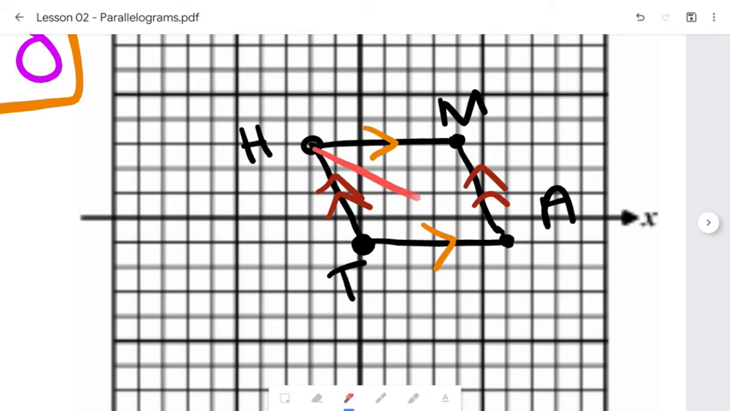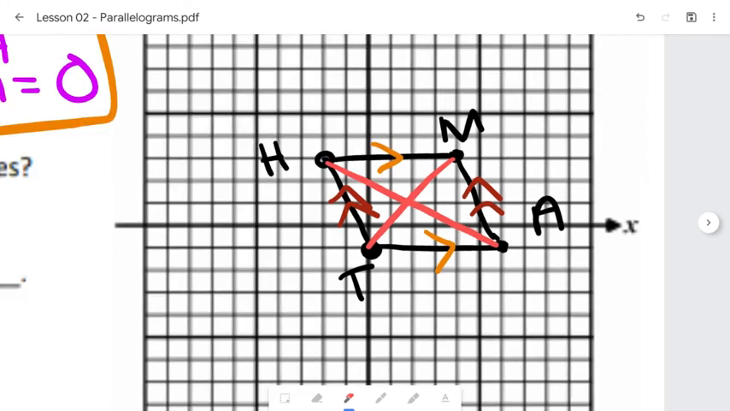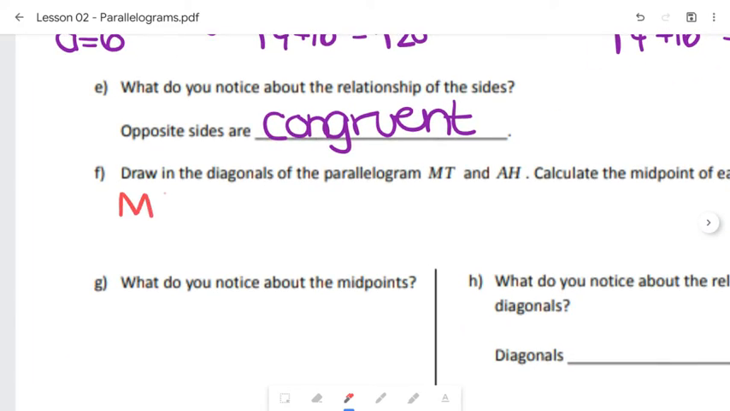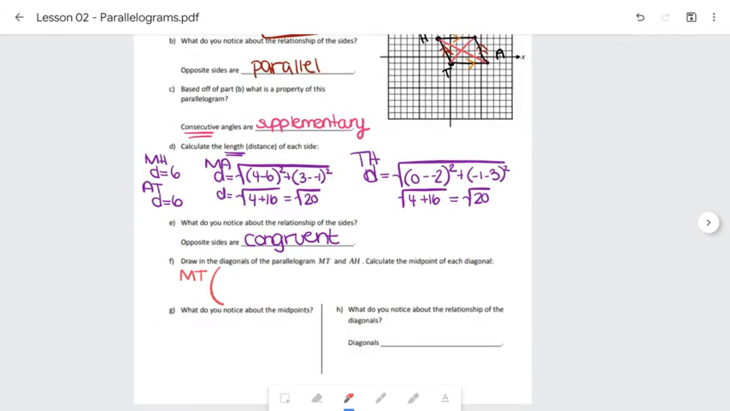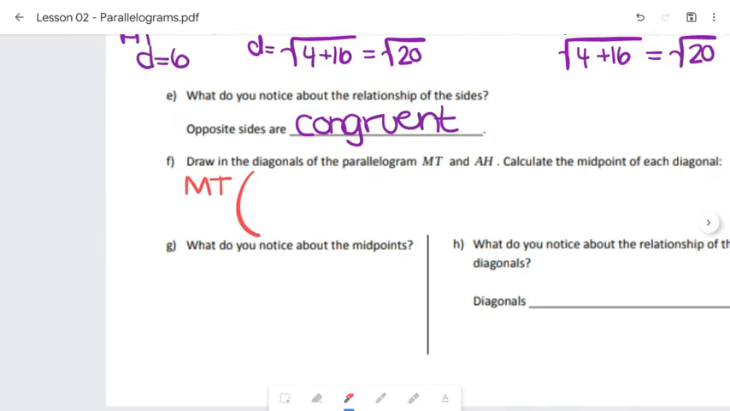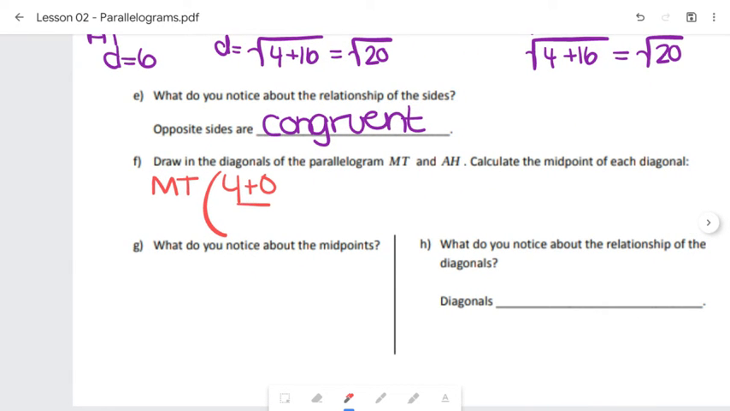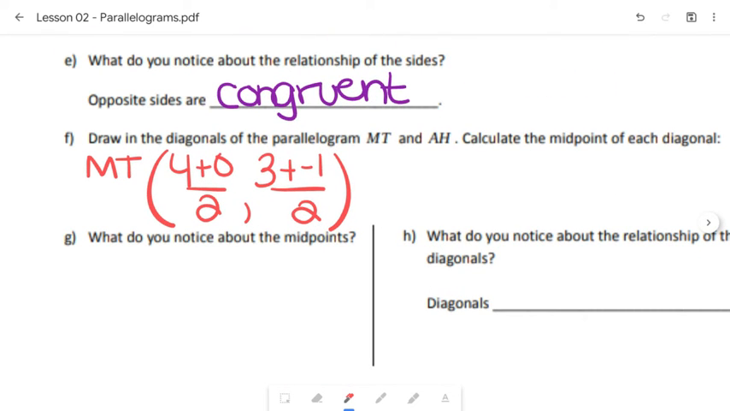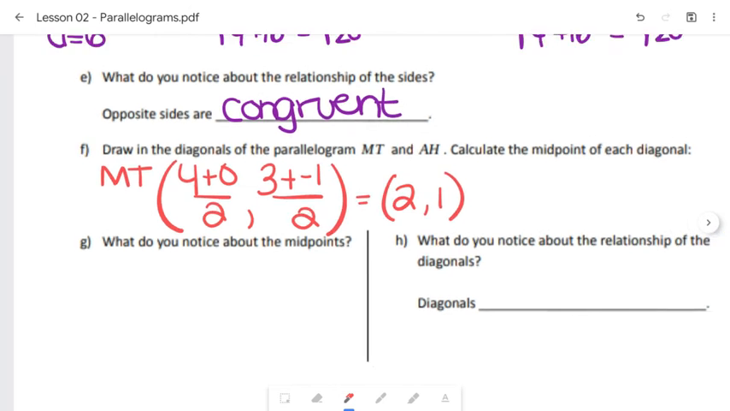So if I draw these diagonals, remember they're across from each other. HA and MT are going to be diagonals. And then it says to calculate the midpoint. So I'm going to get MT. Remember, it's through the midpoint formula. We'd have 4 plus 0 divided by 2, comma, 3 plus -1 divided by 2. Let me make sure I had that. Yep. So my midpoint is going to be 2, 1.